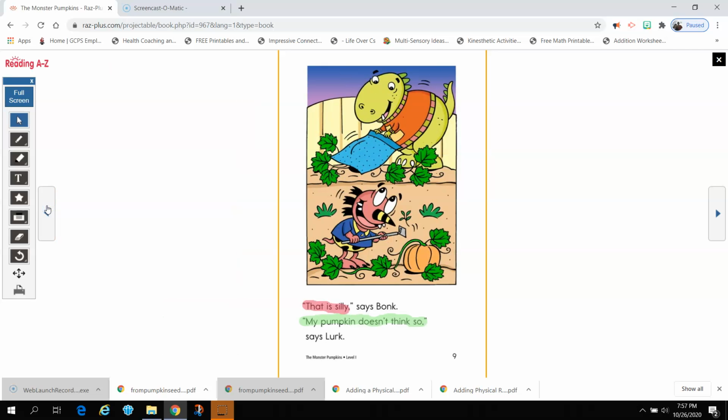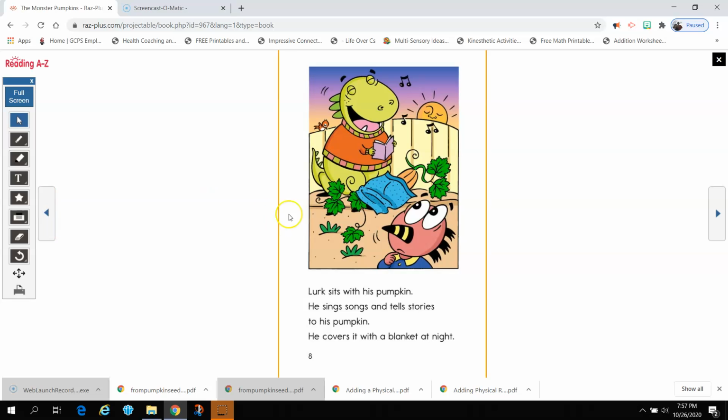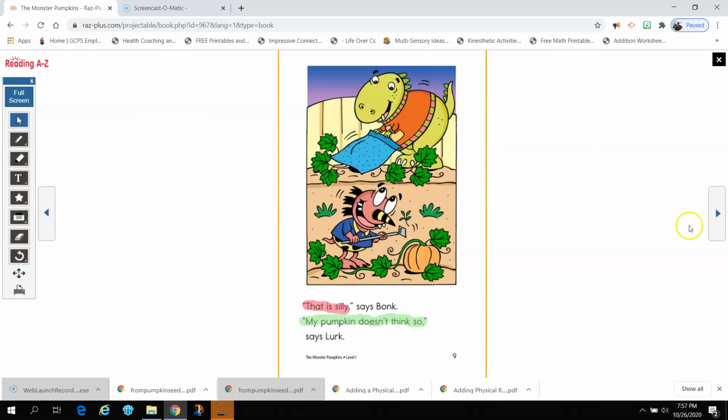And we also saw that when Lurk was singing to his pumpkin and putting it under a blanket, Bonk thought that was silly. But Lurk thought it was a good idea. So today we've learned a lot about our characters Lurk and Bonk. Tomorrow we're going to look at some of the things they did, and we will find out how Lurk made a pumpkin pie without cutting open his pumpkin.